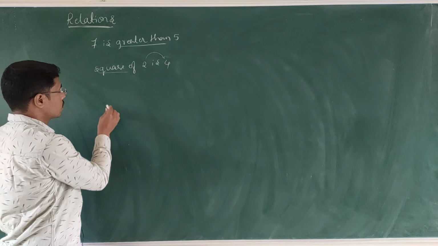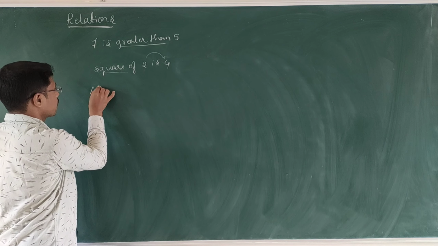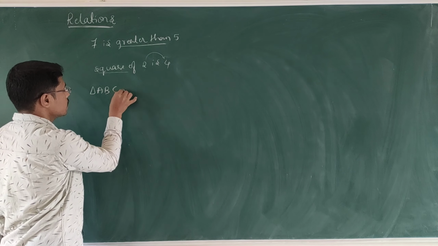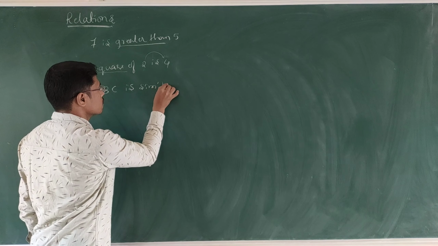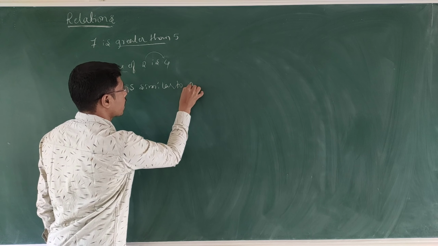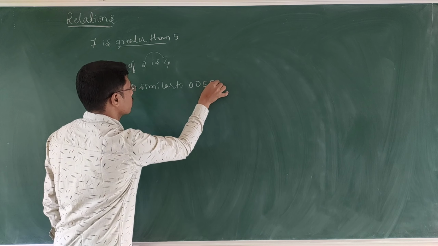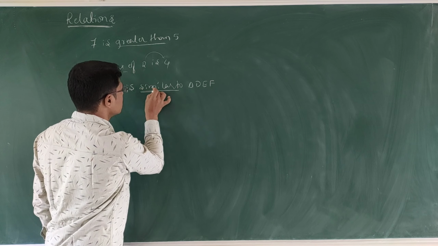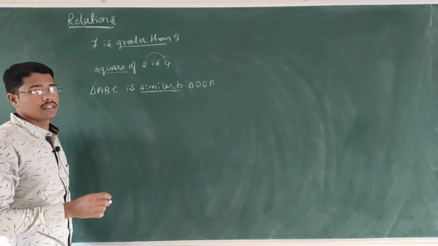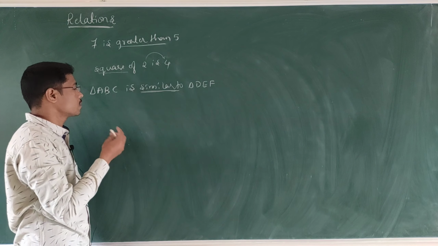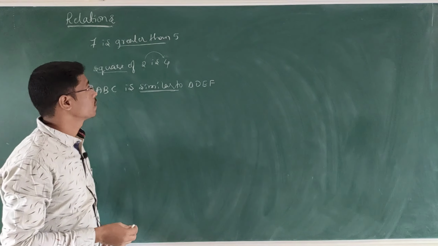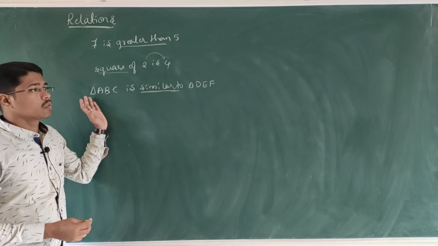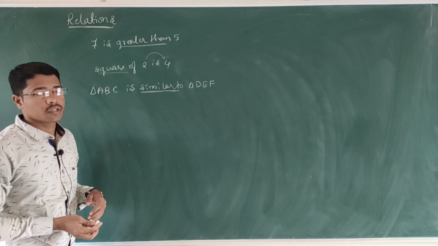Triangle ABC is similar to triangle DEF. Here the phrase similar connects the relation between triangle ABC and triangle DEF. Like this we will see so many mathematical relations.